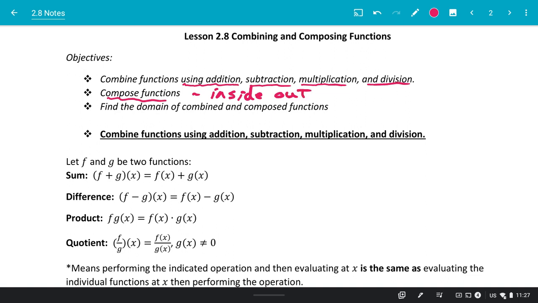And then finally, you're going to find the domain of the combined and composed functions. That's no different than any other time that we found a domain. What's another name for domain? The x values or the input or the independent variables, okay? It's going to be the same. It's just once you've combined or composed the functions, you're going to be looking to see if there's anything that we cannot put in, okay?